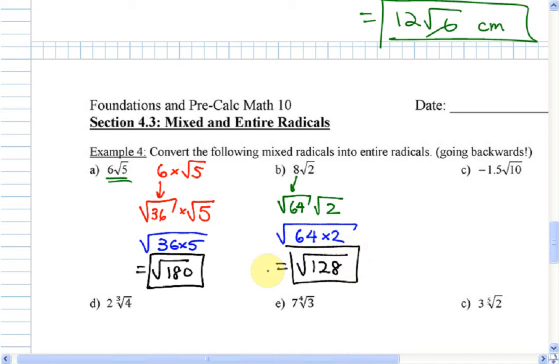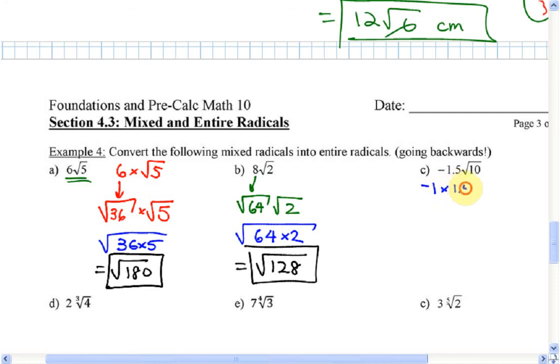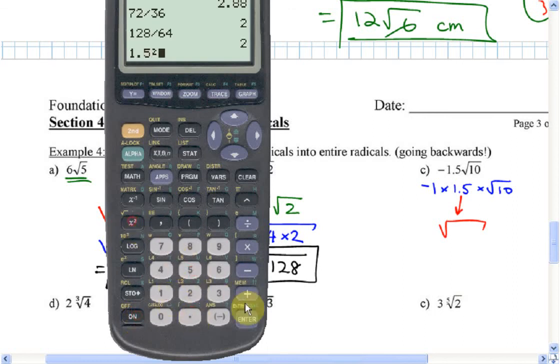Now, the next ones get a little bit more tricky, but nonetheless, the idea is the same. Let's not worry about that negative sign right now, okay? Because this just means negative 1 times 1.5 times root 10. Can someone help me figure out what square root is equal to 1.5? How'd you get that? What did you do in the calculator? You just do 1.5 times 1.5. Good. That's it. Just like over here, 8 became 8 times 8. So over here, 1.5 times 1.5. What's 1.5 times 1.5? 2.25. Sounds good to me.